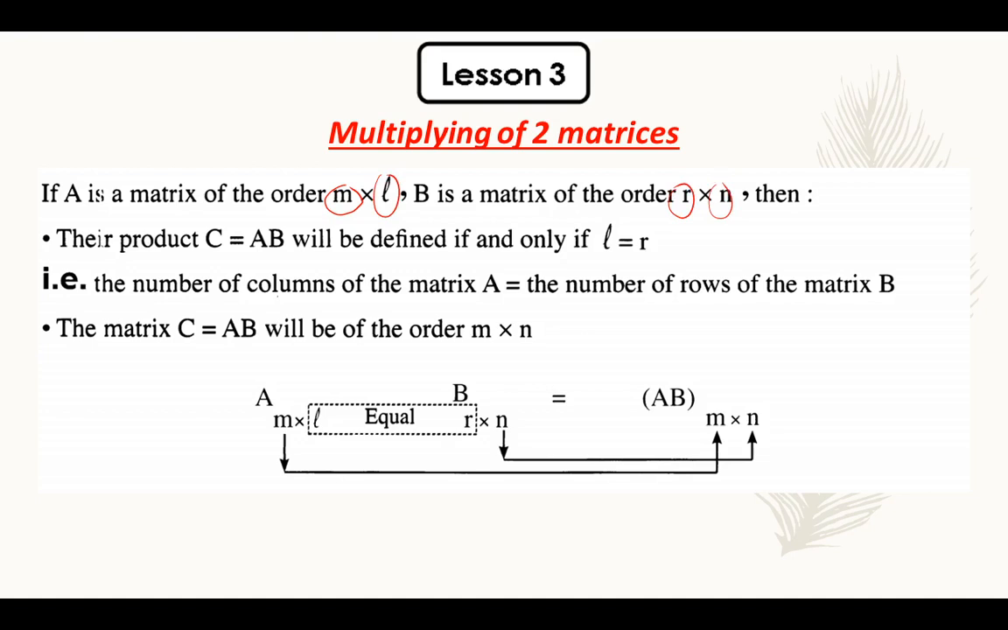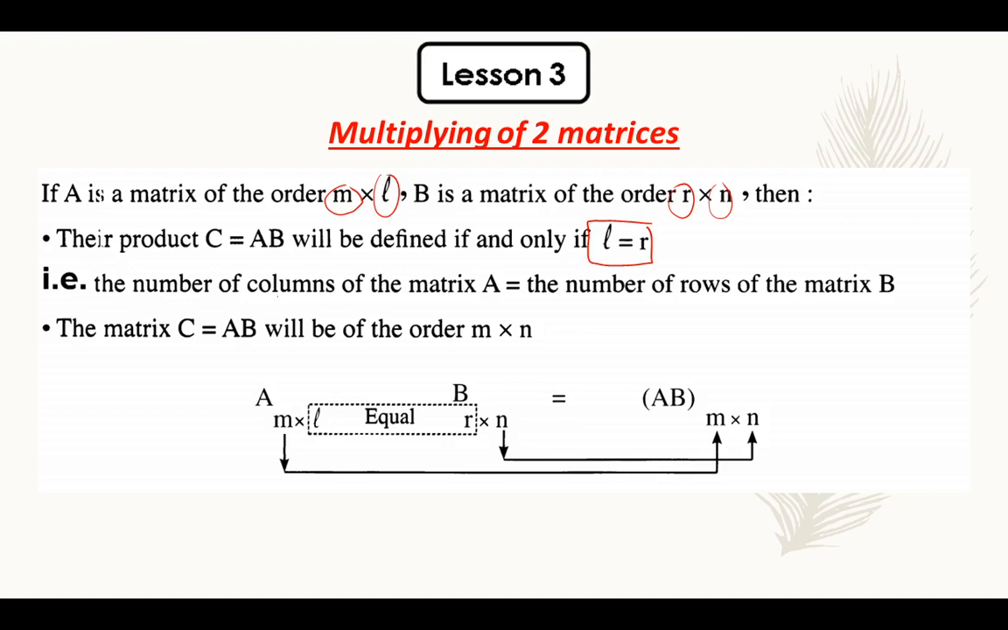Then their product C equals A multiplied by B will be defined if and only if L equals R. This is an important condition. We can multiply two matrices if L equals R, where L is the number of columns of the matrix A and R is the number of rows of the matrix B. And the matrix C, which is the product of A times B, will be of order M times N.